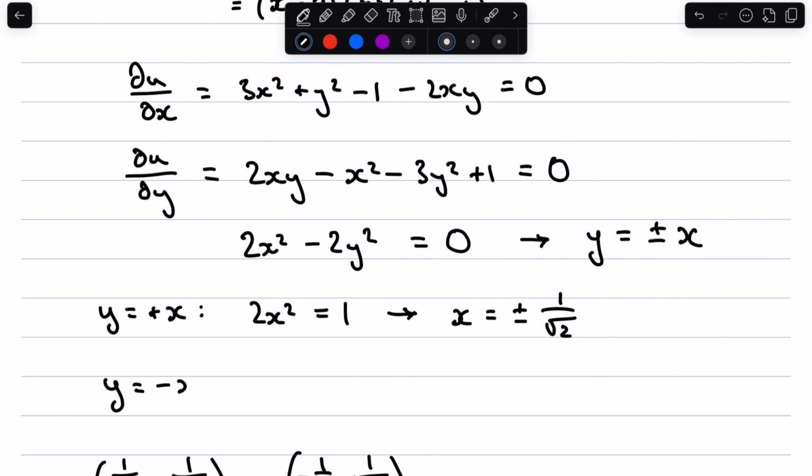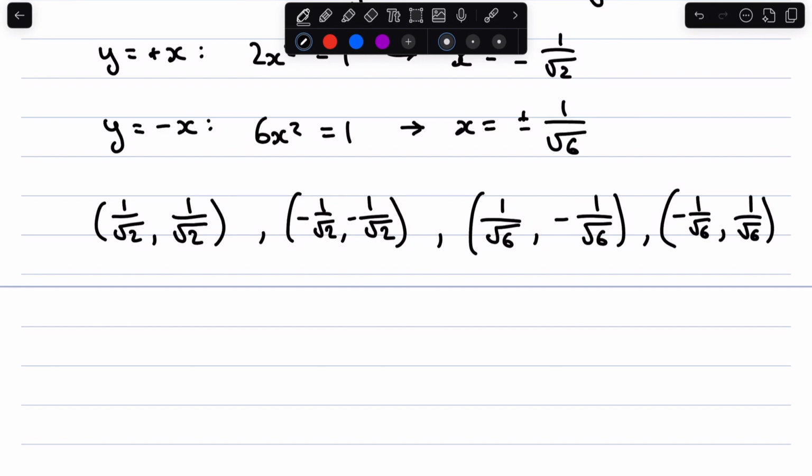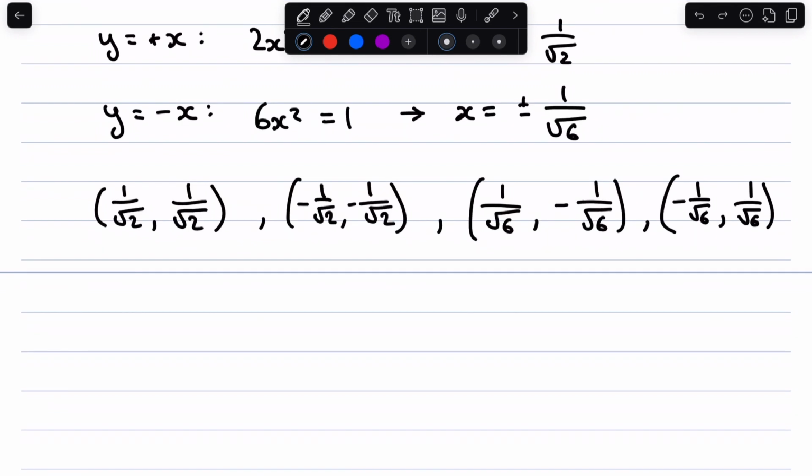Now for the case that y equals minus x, again we can sub it in, and we'll see that 6x squared equals 1 this time. Therefore, we have x equaling plus or minus 1 over root 6. And so we'll have the same thing again, but this time y is minus whatever x is. So for the first point, we have x being 1 over root 6, then y being minus 1 over root 6. And then we could finally have x being minus 1 over root 6, and y being just 1 over root 6. And I apologise that you couldn't see me writing these, but there you go.